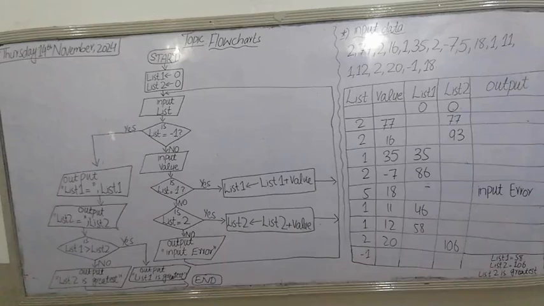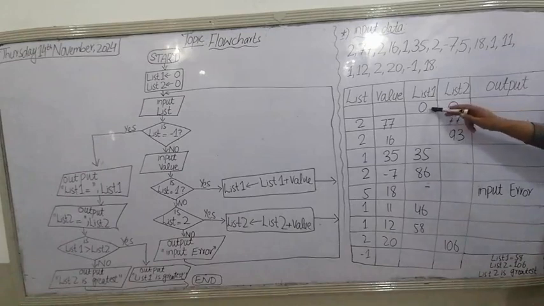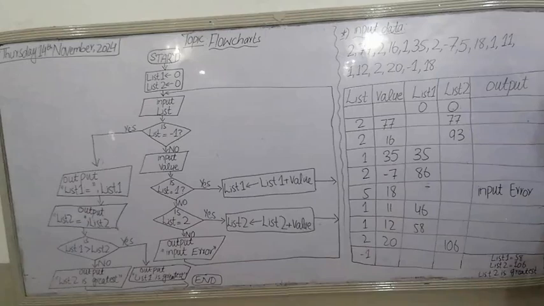So let's start. As you can see, at the start of the flowchart we have two variables, list 1 and list 2. In those two variables the value is already stored, and that is 0. The value of list 1 is 0 and the value of list 2 is 0. So we have written these two values here.